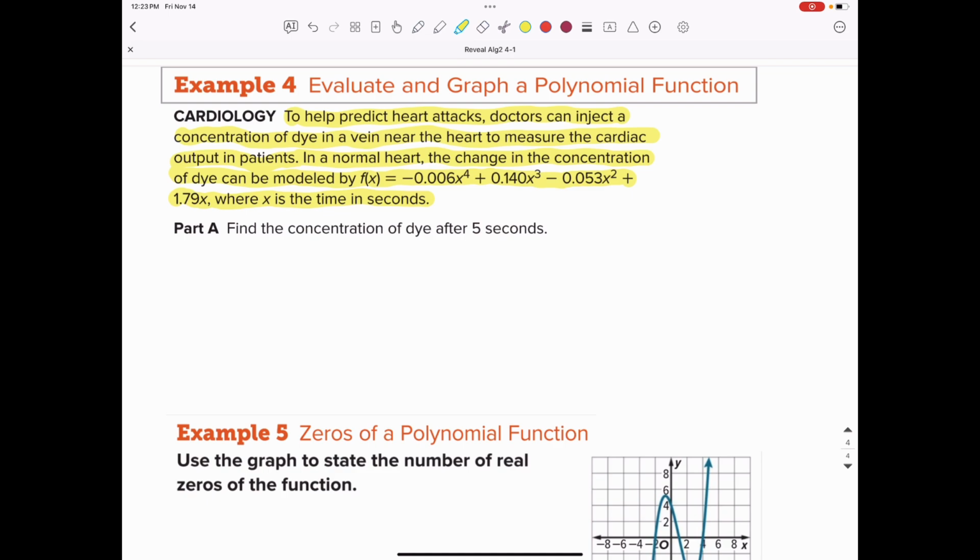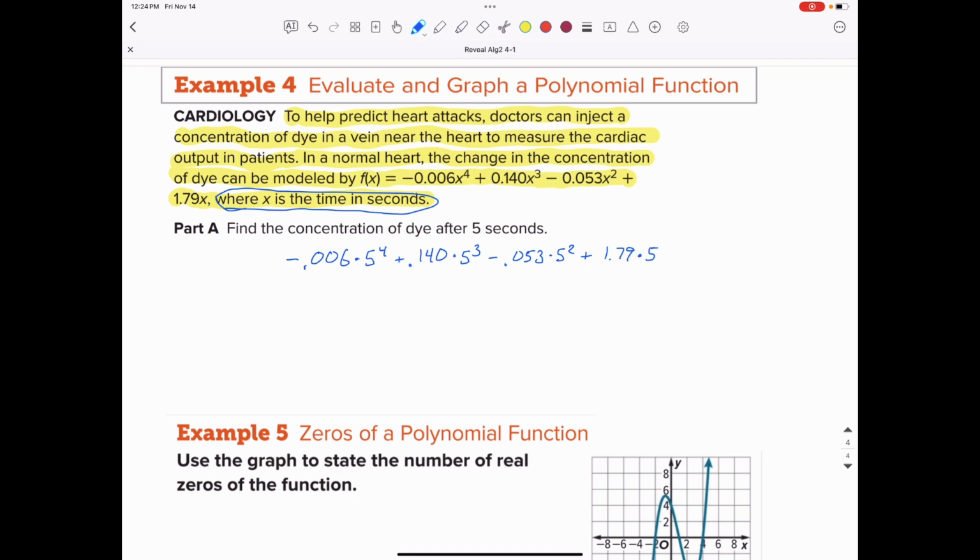Well, since x represents the time in seconds, that just simply means we're going to replace all the x's with 5, and we are going to find the answer. So our answer is going to be found by taking negative 0.006 times 5 to the fourth plus 0.140 times 5 to the third minus 0.053 times 5 squared plus 1.79 times 5.